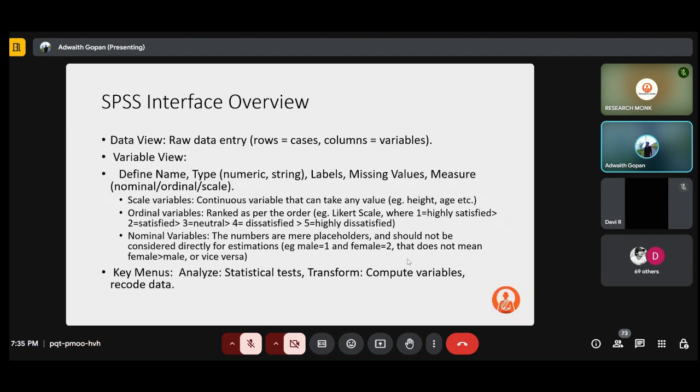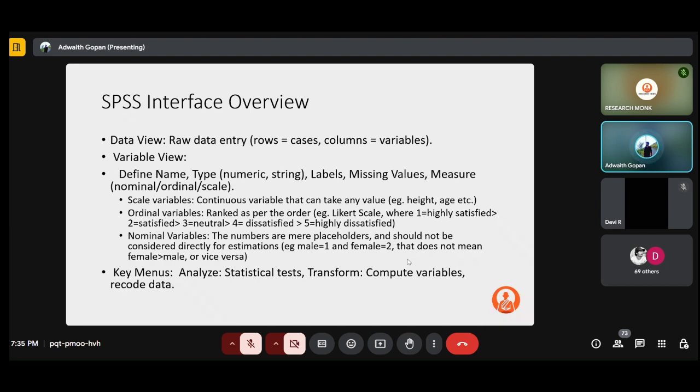That means each number represents a higher or lower ranking depending on our convenience. But in an ordinal variable, the numbers should be arranged systematically, where 1, 2, 3, 4, 5 means 1 is greater than 2, 2 is greater than 3, 3 is greater than 4, and 4 is greater than 5. And in nominal variables, the numbers are mere placeholders. The numbers do not represent anything. They should not be used for direct estimations of mean, median, etc.